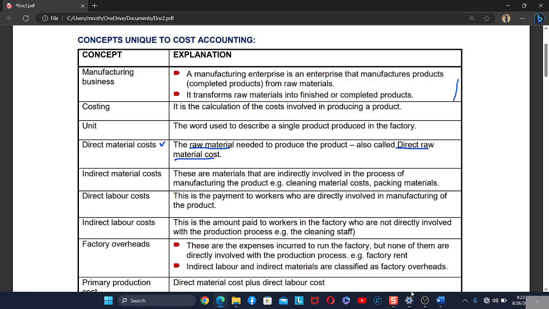Now we have the indirect material. So we have the direct material and also the indirect material. Which one is the indirect material? These are the materials that are indirectly involved in the process of manufacturing the product. For example, cleaning material, packing material, all those things that are not directly involved in the making of the products. Yes, these expenses are there in the manufacturing business, but they are not directly involved in the making of the product.